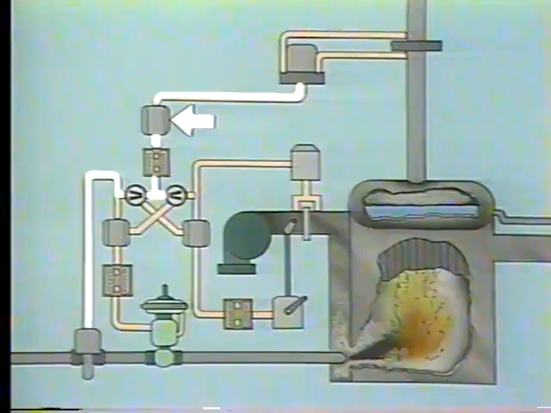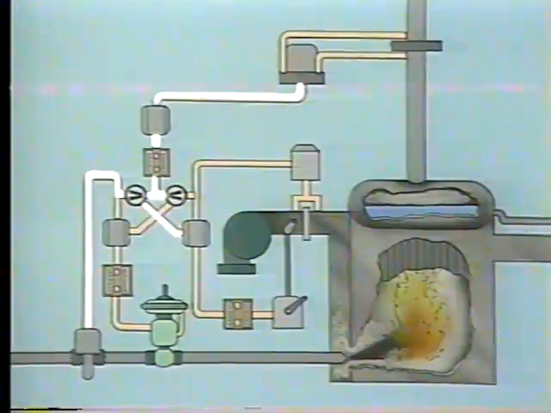This relay receives two signals. One signal comes from the master controller through this hand auto transfer station. The other signal comes from the fuel flow transmitter. There is one output signal from the relay. It's sent to the airflow controller.